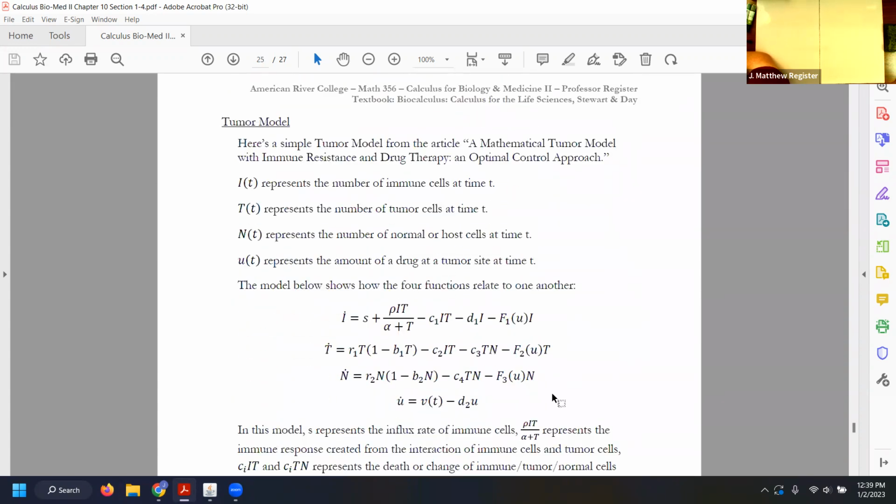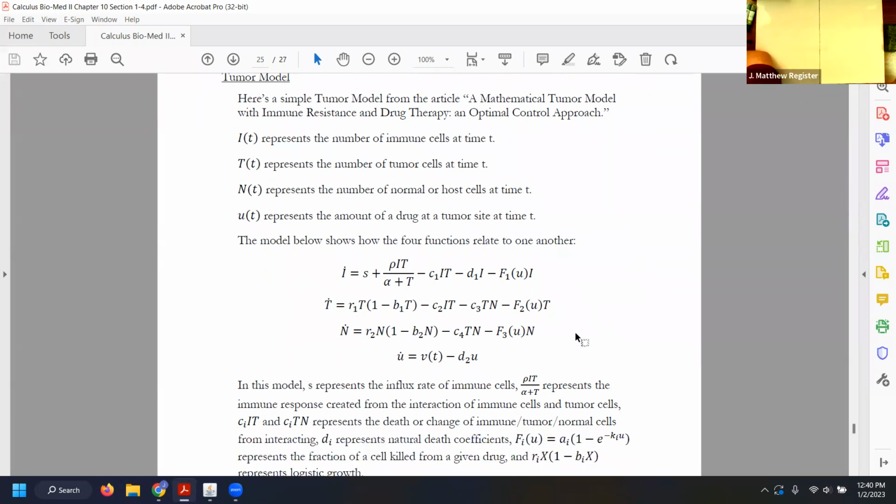Our next model is a standard tumor model. Here is a simple tumor model from the article, A Mathematical Tumor Model with Immune Resistance and Drug Therapy, an Optimal Control Approach. In it, we have four variables. We have I(t), which represents the number of immune cells. We have T(t), which represents the number of tumor cells. We have N(t), which represents the number of normal cells or host cells. And u(t) represents the amount of drug at the tumor site at time t. Let's take a look at this and see if we can understand exactly what's going on with this system.